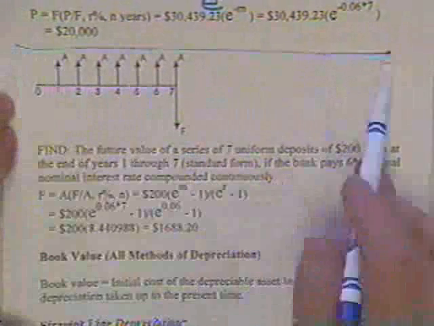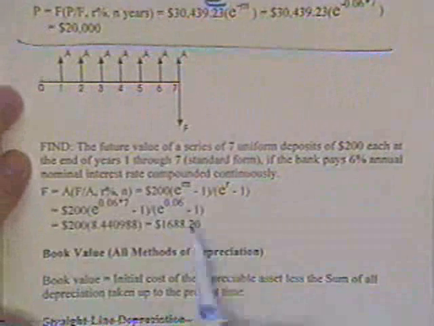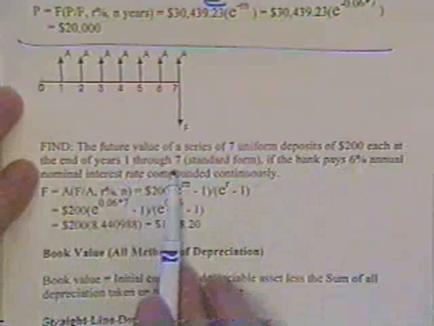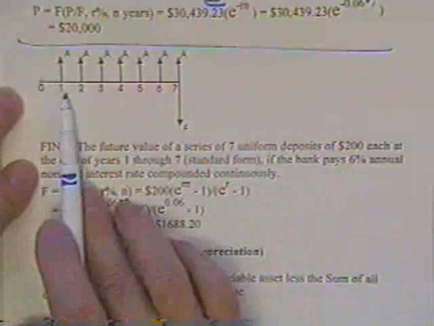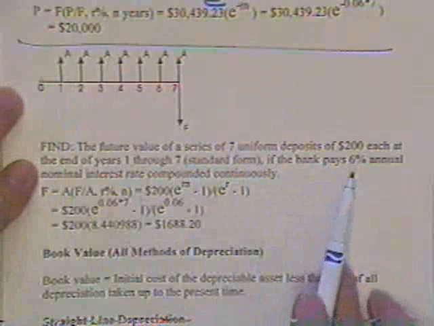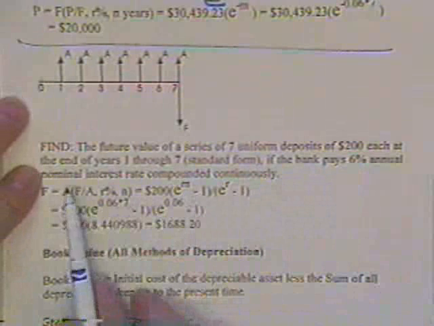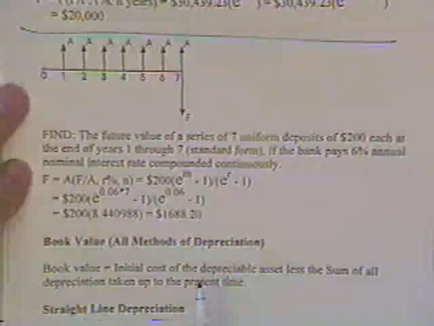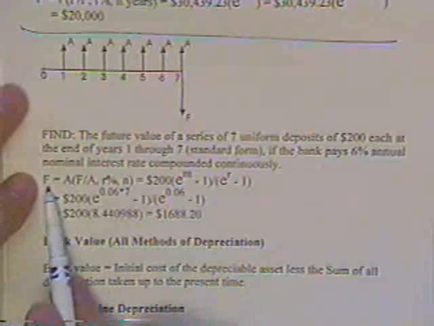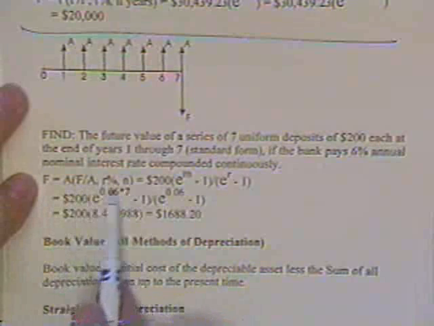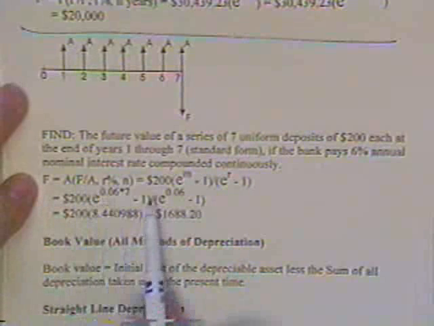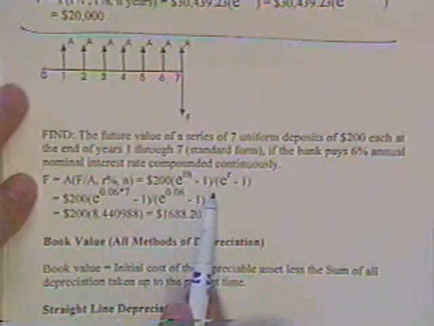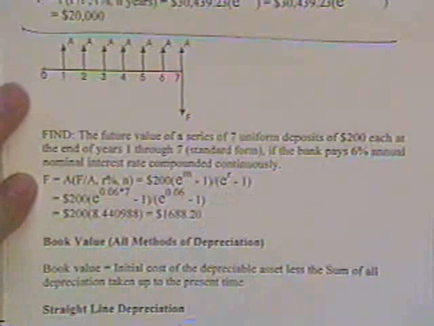All right, now then, find the future value of a series of 7 uniform deposits of $200 each at the end of years 1 through 7. That's standard form because he's putting his annuity in the right time position. If the bank is willing to pay you 6% annual nominal interest rate, but compounds it continuously, you'll find that equation in the book also for F. F is equal to, in our notation, F over A, R%, N. But the equation for it is e to the Rn minus 1 divided by e to the R minus 1.